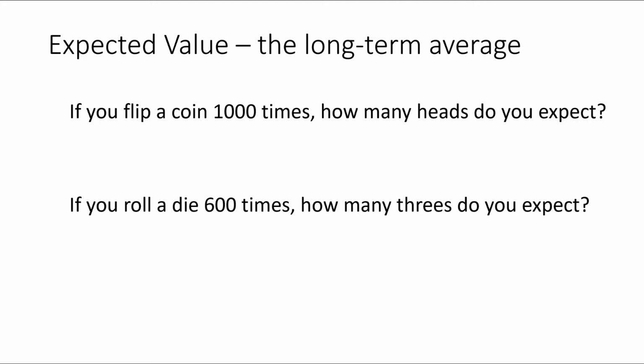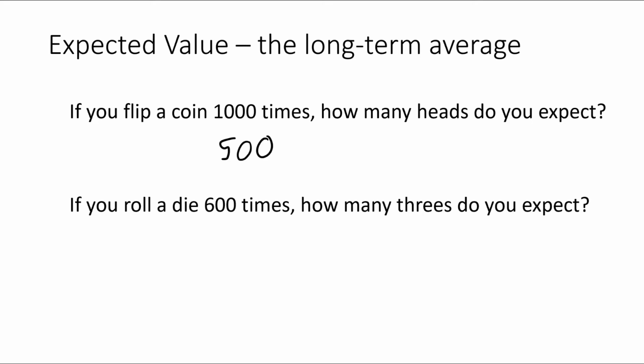As a couple examples, if we were to flip a coin 1,000 times and we wanted to know how many heads we would expect, well, you could probably figure this out without really knowing the math behind it, because we expect that every time we flip a coin, there's a 50% chance that it's heads. So we would expect half of the coins to be heads and half of them to be tails. So we would expect 500 heads in this case.